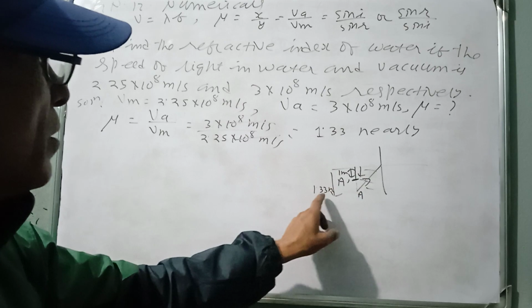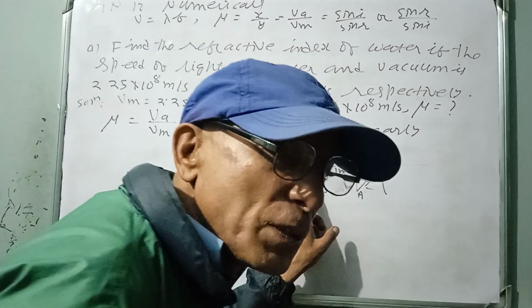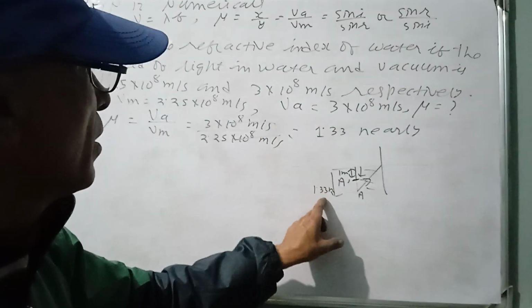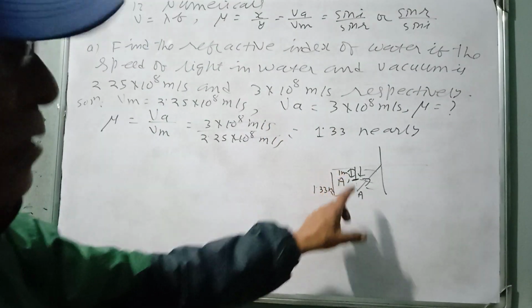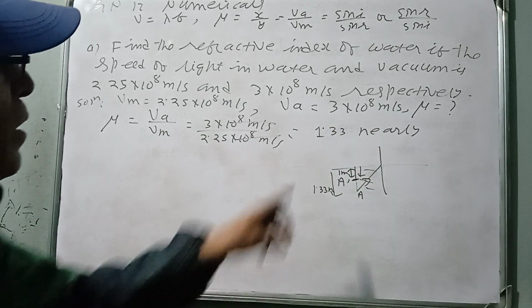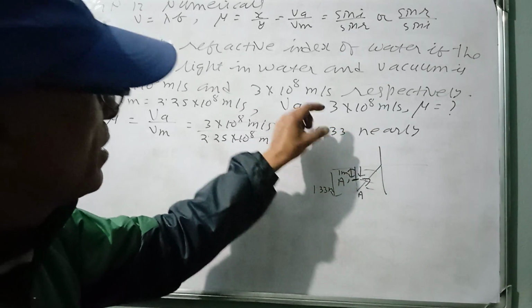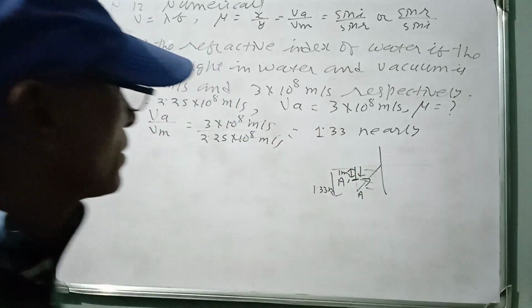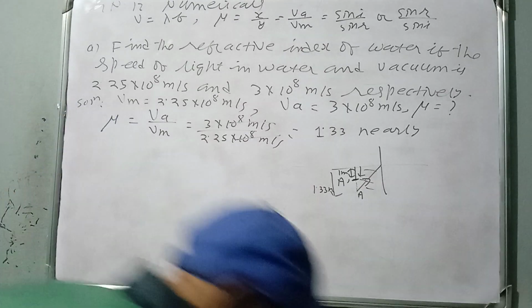A fish is actually 1.33 meter deep inside the water, but it seems to be at 1 meter due to the refraction of light. 1.33 of water means you have to multiply the apparent depth by 1.33 to get the exact or real depth.